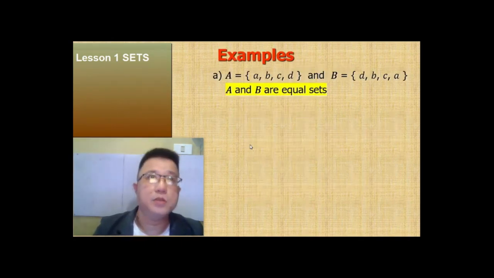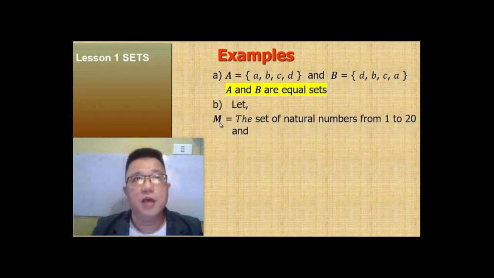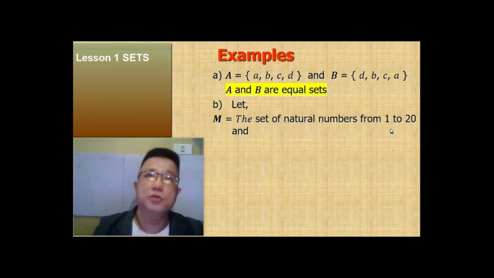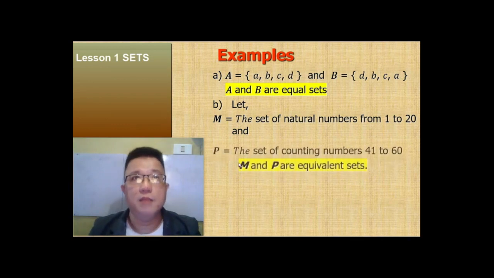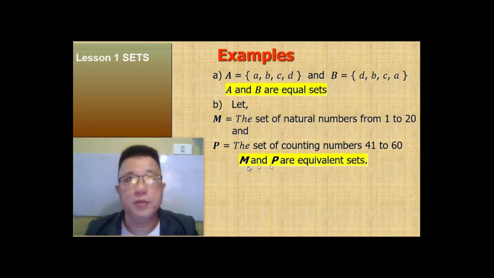Let's have examples. Here A has the elements A, B, C, D, and set B has the elements D, B, C, A. As you can see, A and B are equal sets. Let's have M, the set of natural numbers from 1 to 20. So those are 20 elements. And P, the set of counting numbers from 41 to 60. Those are also 20 elements. Therefore, M and P are equivalent sets.